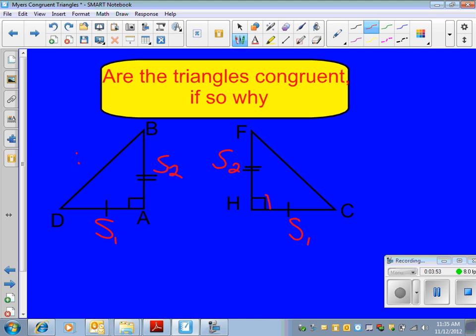So I got a side, a side, a side, a side, and right here, this right 90 degree, it's called an angle. Folks, I can conclude that triangles are congruent. Why? Because of side, angle, side postulates. What triangle is congruent to what triangle? Triangle DAB is congruent to triangle CHF.